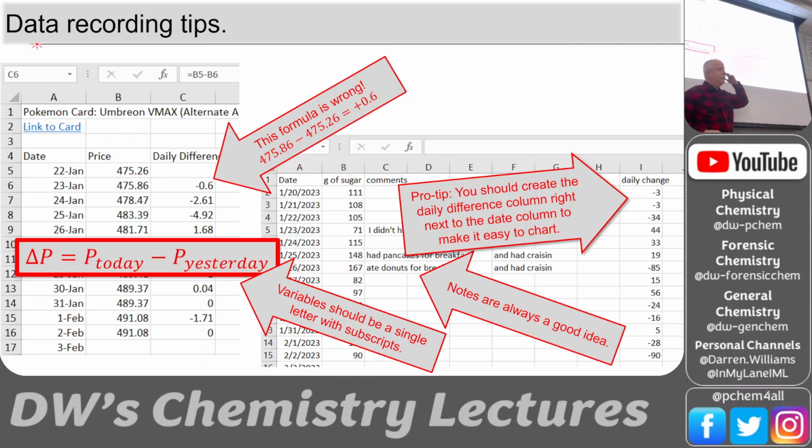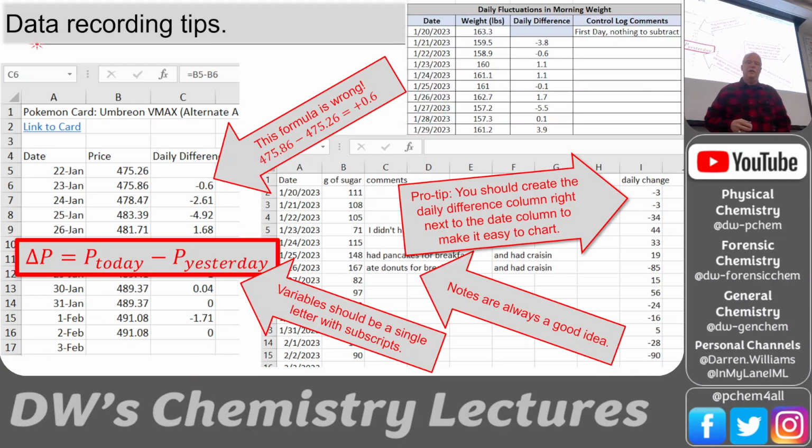So for convenience in charting, it's good to have that column right next to the date column. So when you do the chart, you just select both those columns and chart it. If you've got one column way over there, you can still do it, but it's not very convenient. So you can make it convenient for yourself. You can have your data collected here and just do the difference to the left of it. That would be fine. That would be a convenient way to do it.